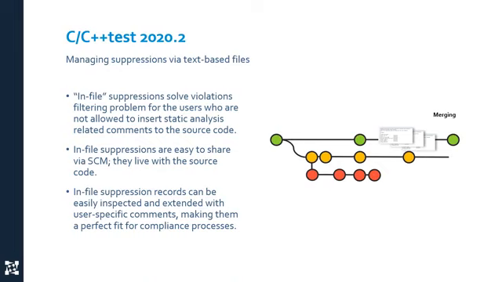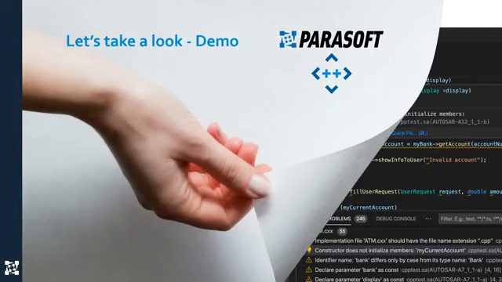Sharing suppressions becomes natural. It follows the same path as the source code, and the source code does not need to be modified. Plain and simple. This concludes the first part of our presentation.